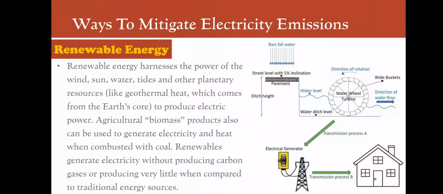Ways to mitigate electricity emissions. How can we mitigate electricity emissions? We can mitigate them with renewable energy. Renewable energy harnesses the power of the wind, sun, water, tides, and other planetary resources like geothermal heat, which comes from the earth's core, to produce electric power. Agricultural biomass products can also be used to generate electricity and heat when combusted with coal. Renewables generate electricity without producing carbon gases, or producing very little, when compared to traditional energy sources.